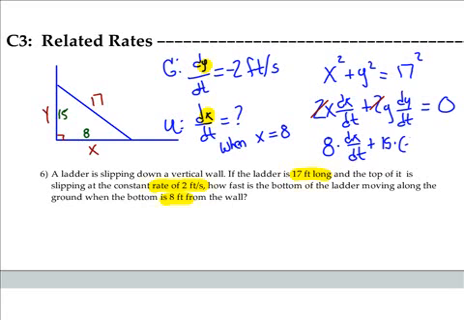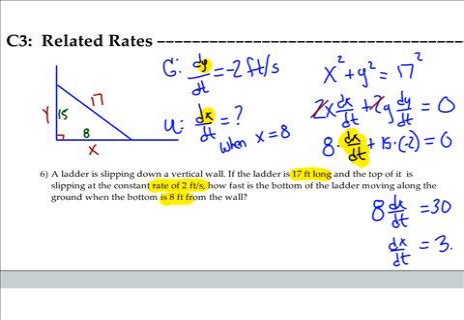dy dt is negative 2. That equals 0. I'm solving for dx dt, trying to get that by itself. So if I have a negative 30 here, if I add it to the other side, I have 8 dx dt is equal to positive 30. If I divide by 8, dx dt is 3.75 feet per second. Any questions there?